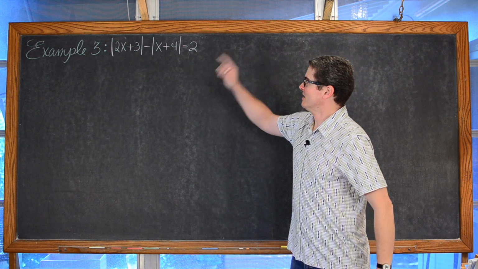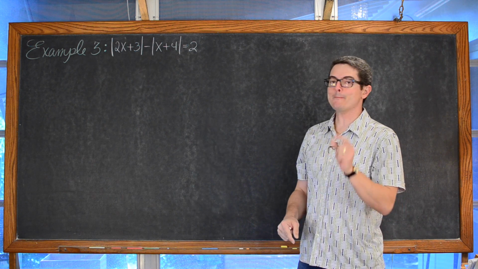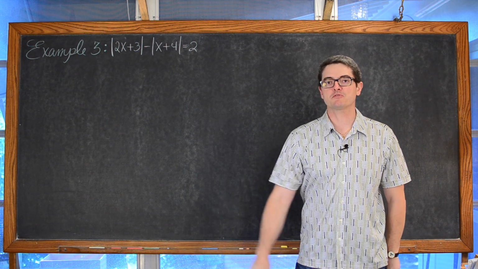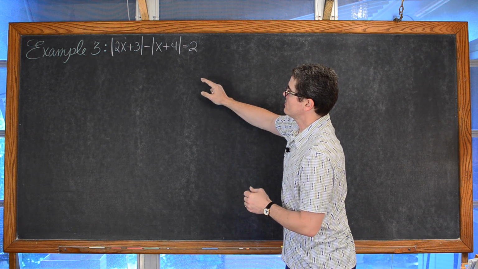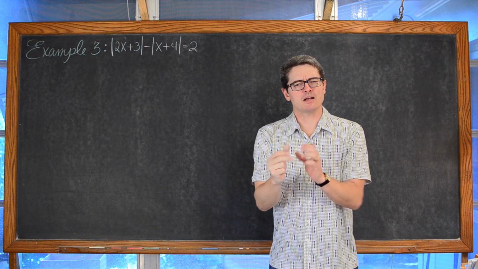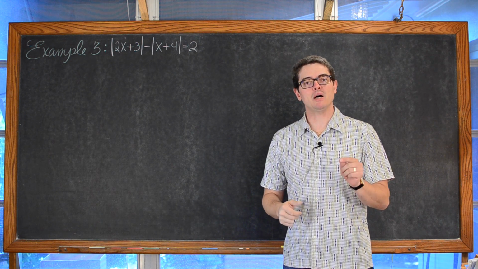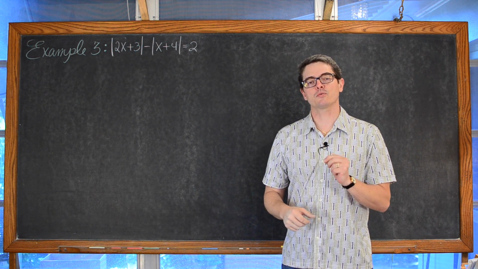Last example. Absolute value of 2x plus 3 minus absolute value of x plus 4 is equal to 2. Looks a little bit different. Absolute values are on the same side. They're subtracted together, a little bit different than the previous ones, but they, again, all work through the same process.